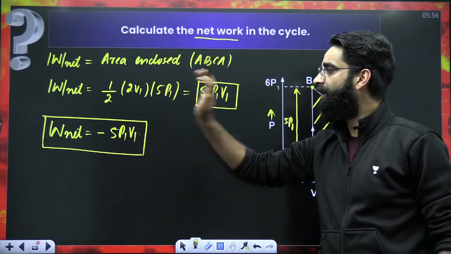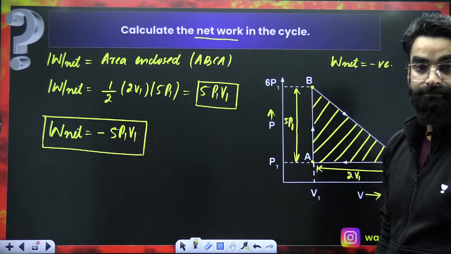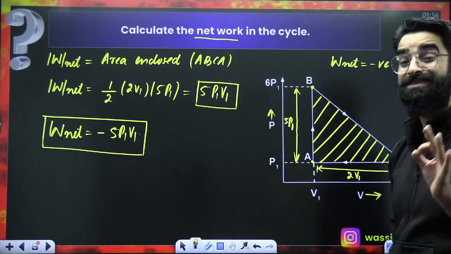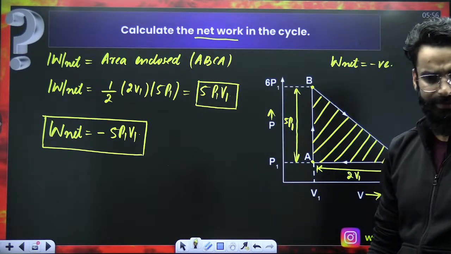The value of net work done is coming out to be negative. That means net work is done by the gas, right?